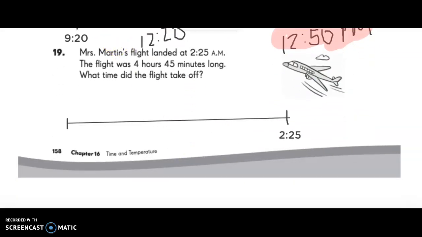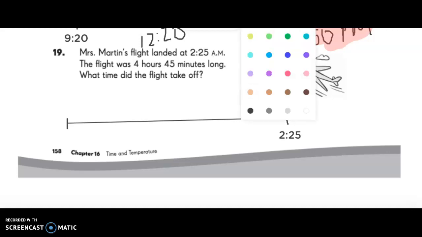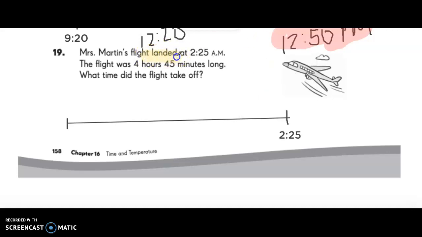Alright, number 19. Mrs. Martin's flight landed at 2:25 a.m. The flight was 4 hours, 45 minutes long. What time did the flight take off? So they're telling us that the flight landed at 2:25. So that means that's the end time. And they want to know what time did it take off. So we need to figure out the start time here.